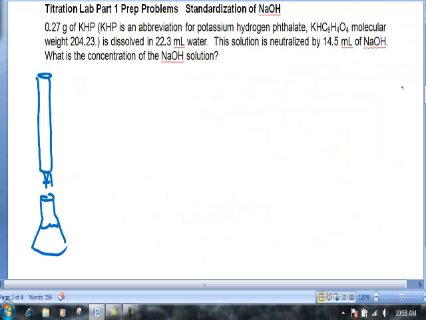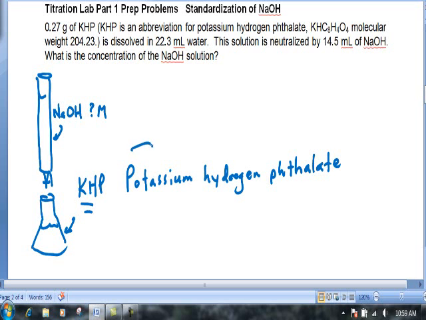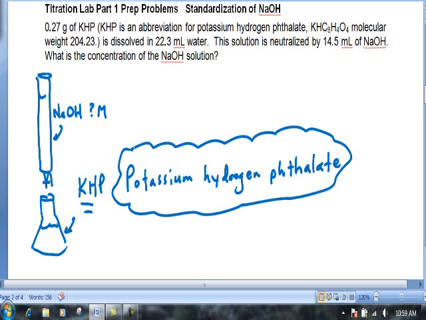Let's take a moment and go through a sample calculation for part 1 in the lab when we're standardizing, or figuring out the concentration of, our unknown sodium hydroxide. The NaOH solution of unknown concentration will get placed in the burette. In the flask, we're going to place a monoprotic acid, which is abbreviated as KHP. KHP is the same as potassium hydrogen phthalate. It's just an abbreviation for potassium hydrogen phthalate.